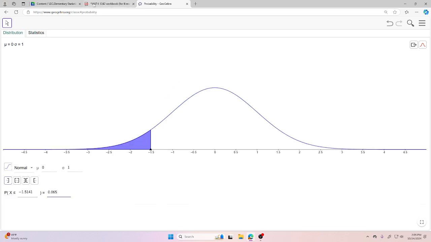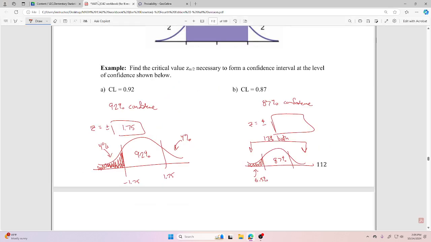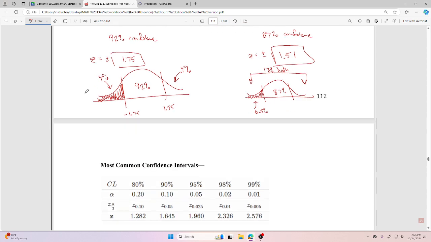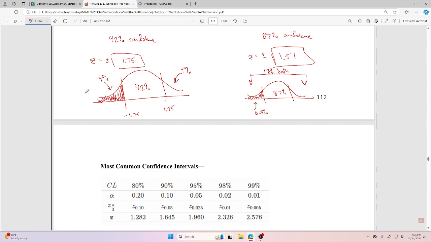1.51. There we go. Cool. Okay. Awesome. And so they can give us any kind of confidence level, and we can do that. Oh, I love this down here. Okay. Cool. So far, so good. Any questions? We're good? Okay.